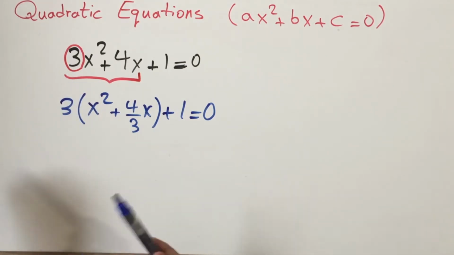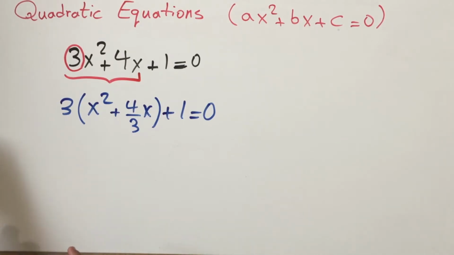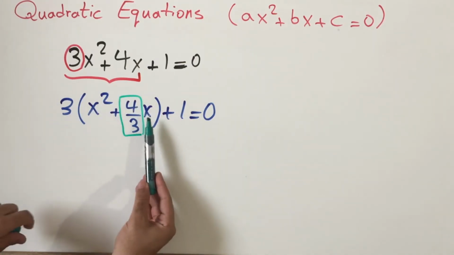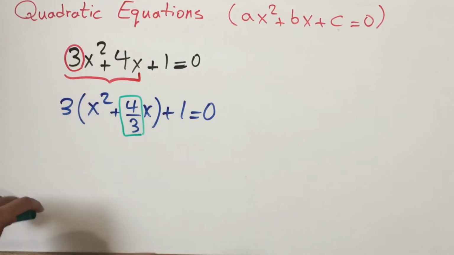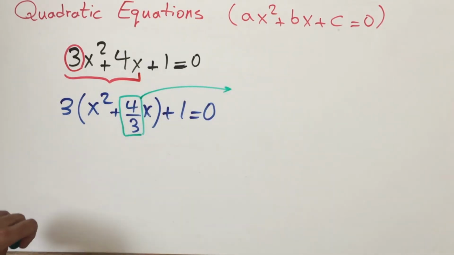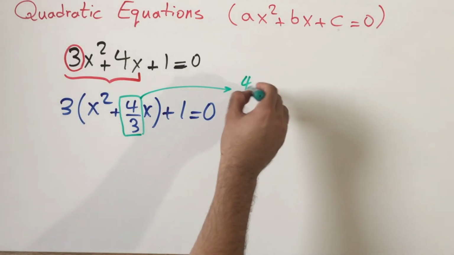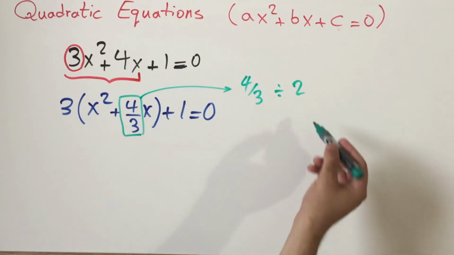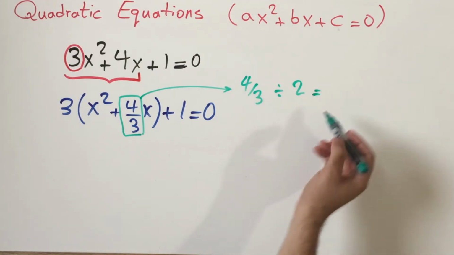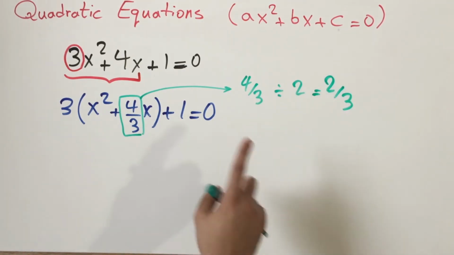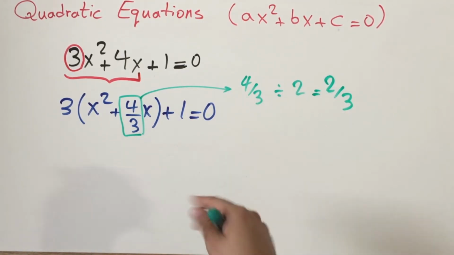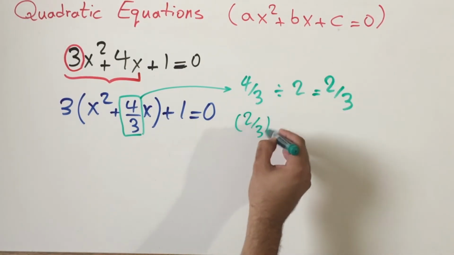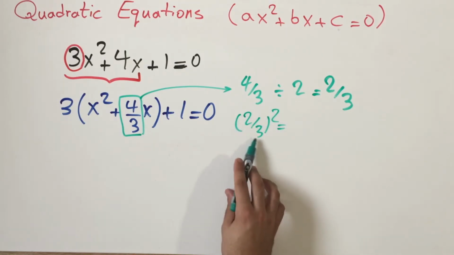Okay, so what is the second step? The second step, you have to pay attention to this number here, 4 over 3. So always the number beside x inside the bracket. When you pick this number, you have to divide it by 2. So 4 over 3 divided by 2. You can use your calculator, or if you are good at calculation, this is going to be 2 over 3. So first divide by 2 always, and then square the result. So 2 over 3 squared is going to be 4 over 9.